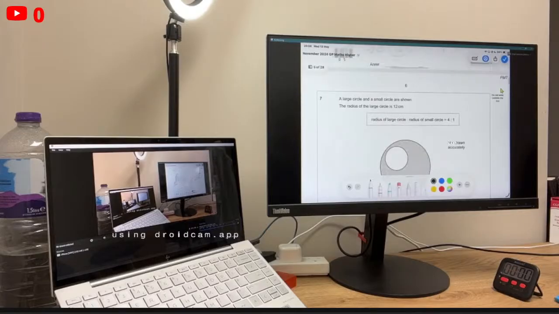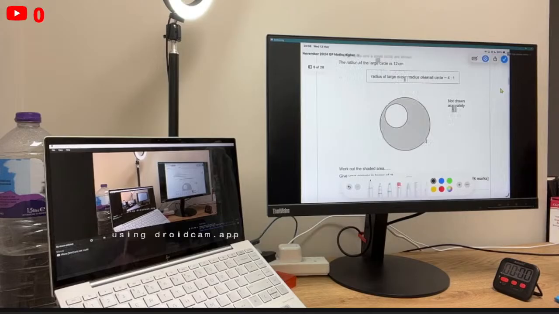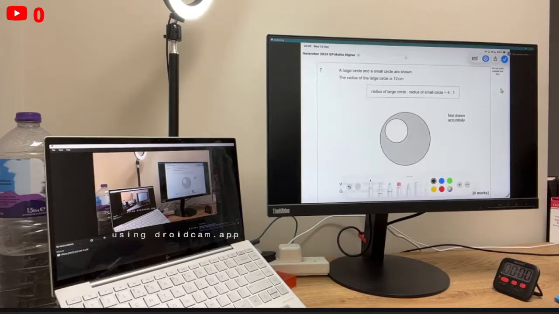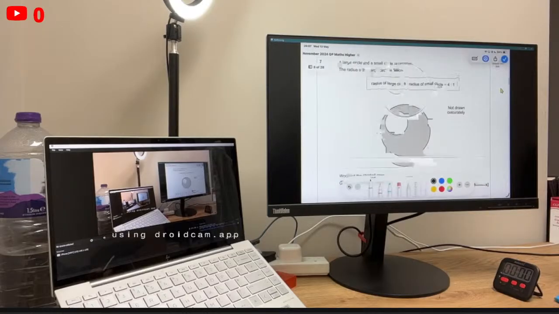I'm dumb, guys. A large circle and a small circle are shown. The radius of the large circle is 12 centimeters. Work out the shaded area.